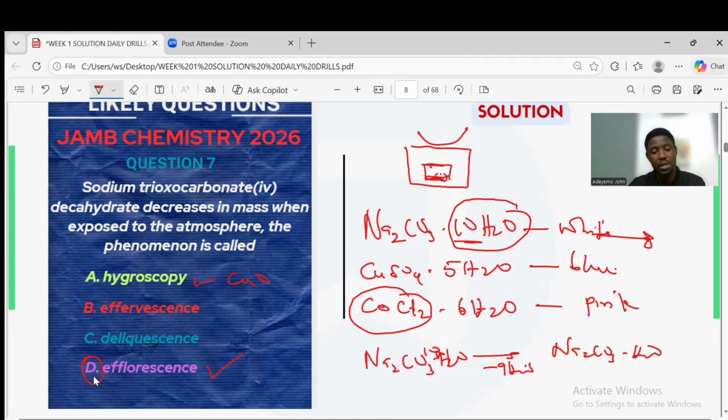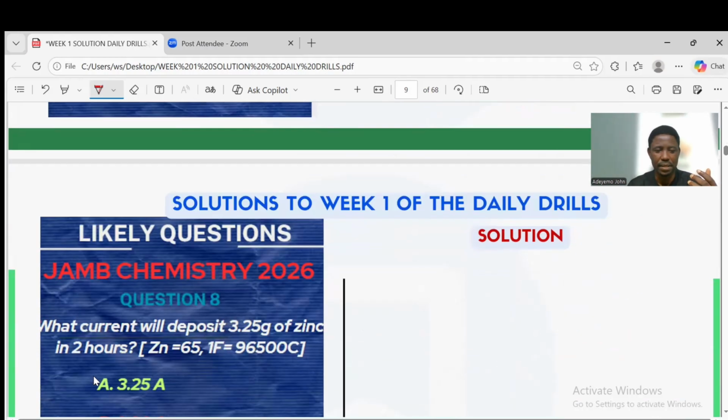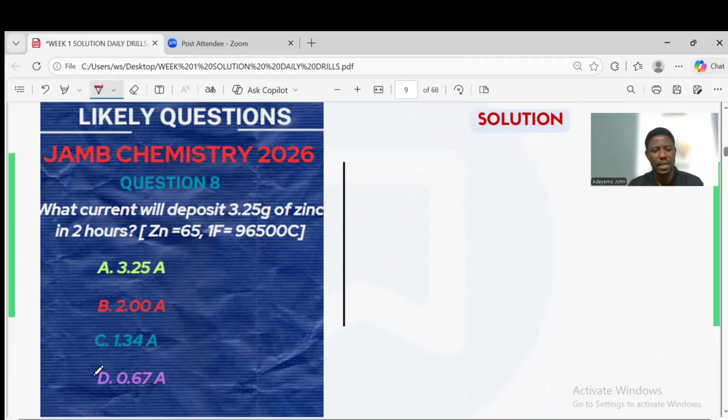So hygroscopy absorbs water, but just a little amount of water. The deliquescent substance absorbs so much water, like NaOH, and it dissolves in it. All right. While efflorescence gives out water. So the answer is D. All right. What current would deposit this? This is electrolysis.